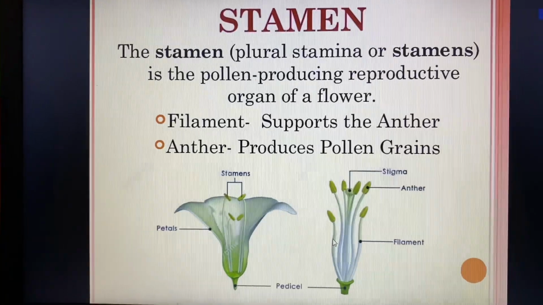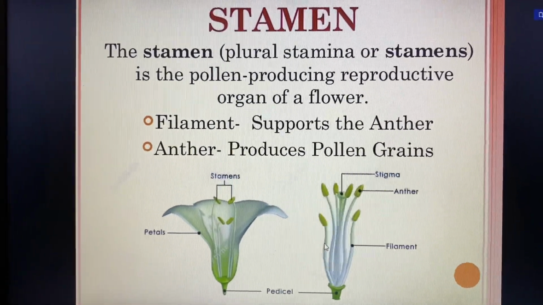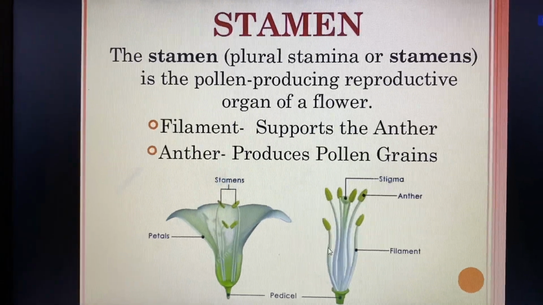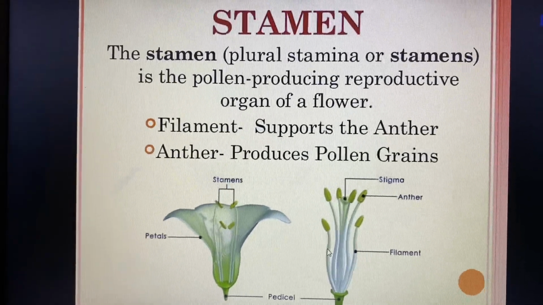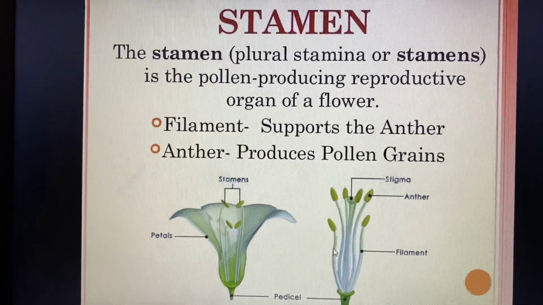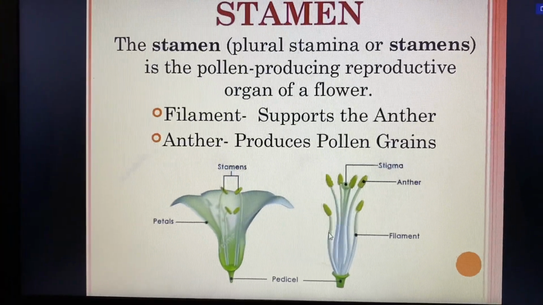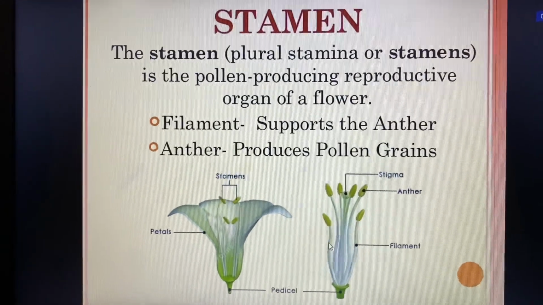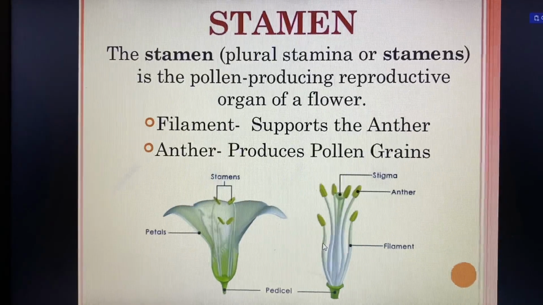Okay, now what is stamen? Stamen, plural stamina or stamens, is the pollen producing reproductive organ of a flower. Stamen has two parts: filament and anther. The filament supports the anther, and the anther produces pollen grains.